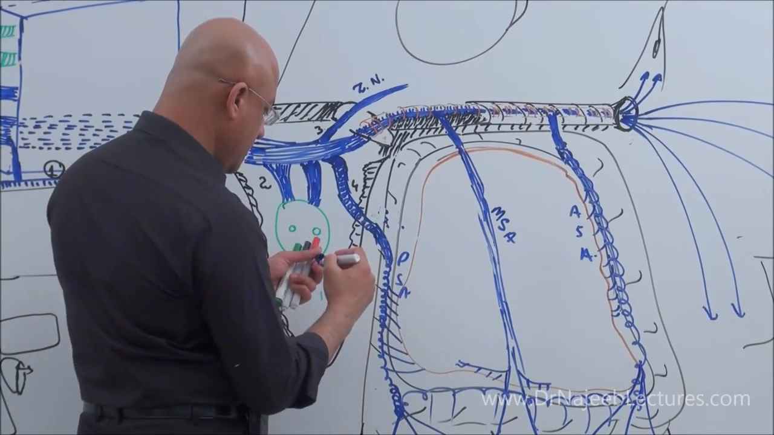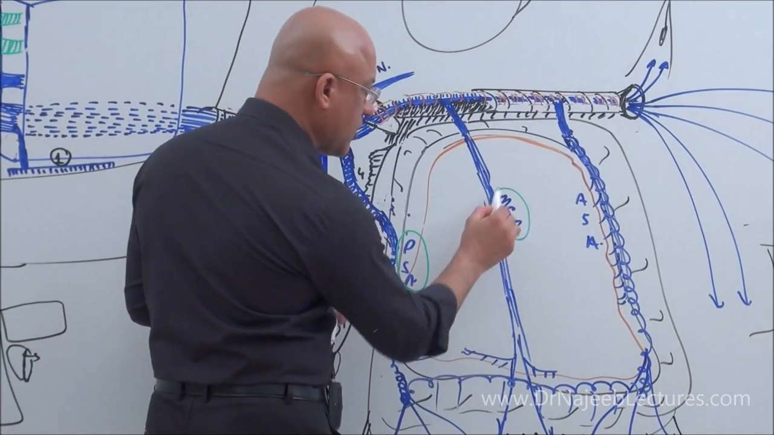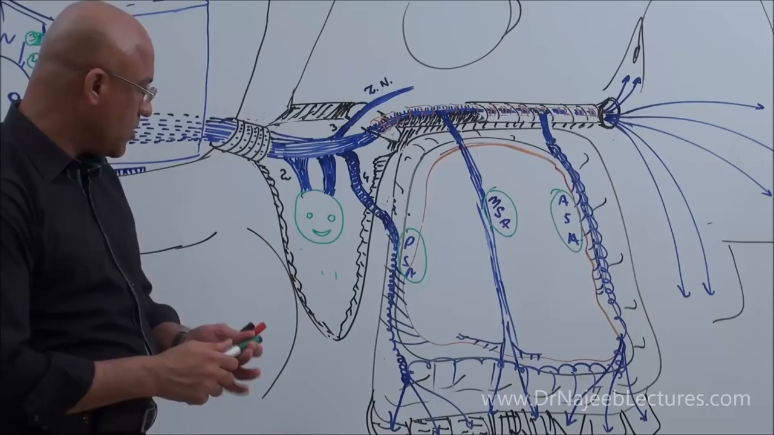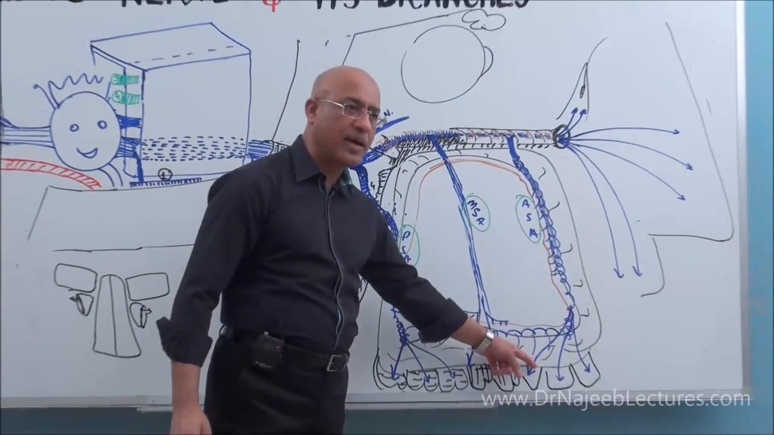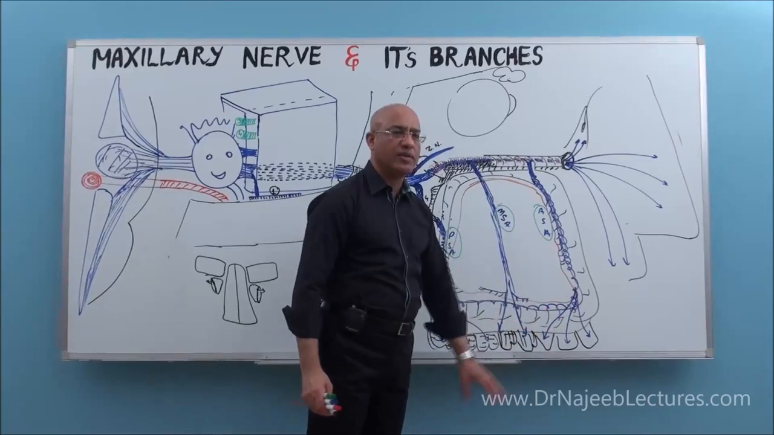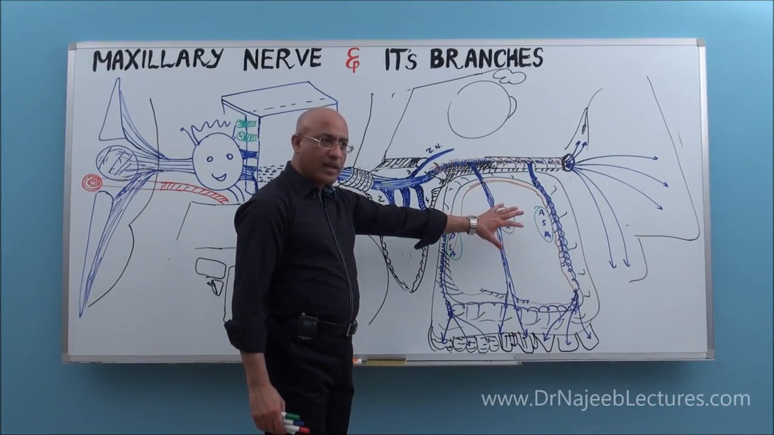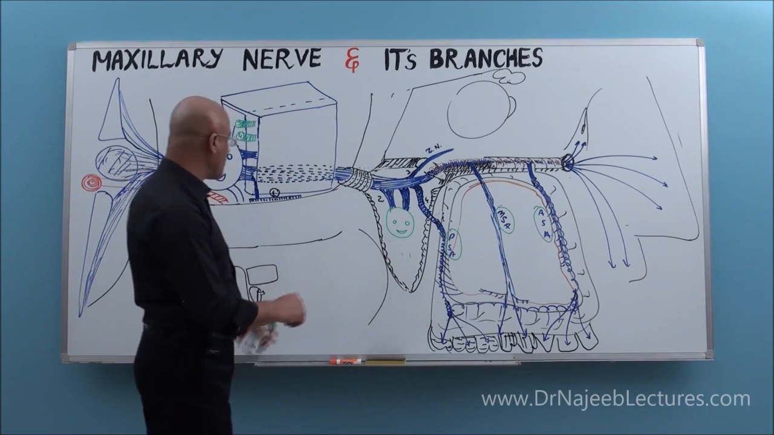Posterior superior alveolar, middle superior alveolar, anterior superior alveolar. Right? Molar supplied by this, premolar supplied by that, and anterior supplying the canine and incisor. Any question up to this? Is that clear? Now we deal with how many branches we have talked about up to now.